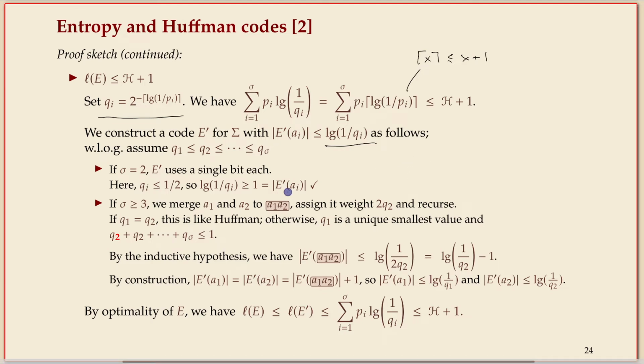So clearly the cost of the code is just 1. That part's clear. For one of the symbols, pi must be at least 1/2. And so, all right, pi is at most 1, so 1 over pi is at least 1. So log of this is at least 0.